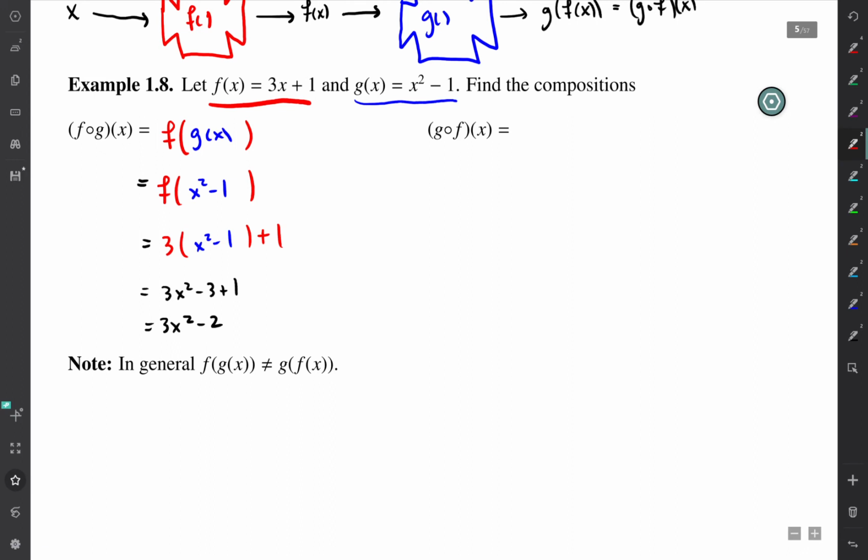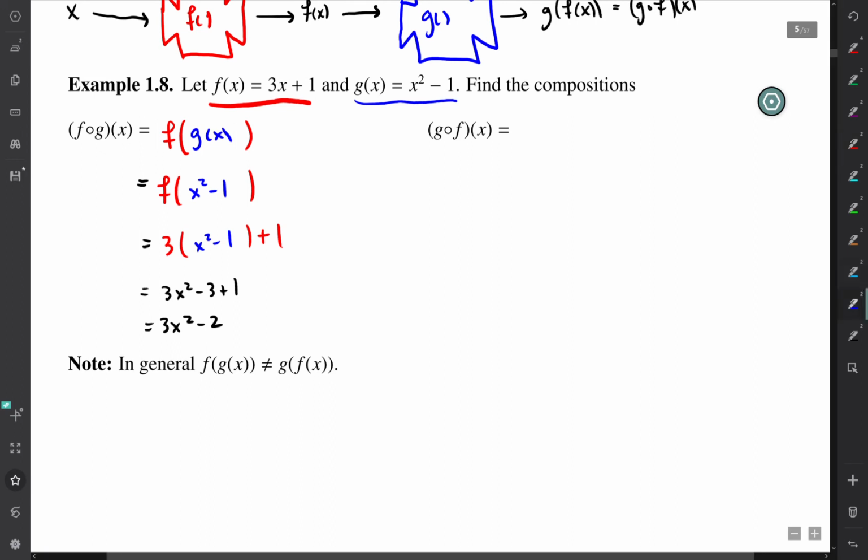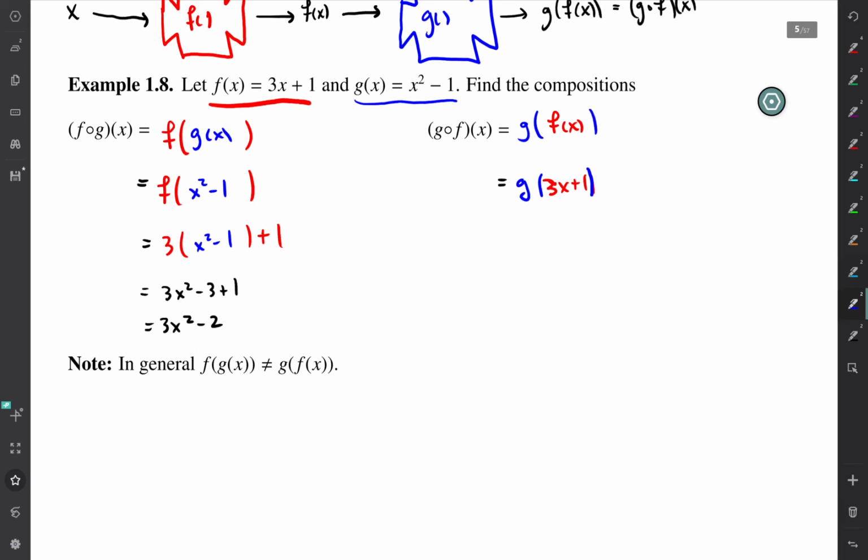Now if I want to find g of f of x, then first I'm going to evaluate f and then stick that output into g. So since f of x is 3x plus 1, I'm going to have g of 3x plus 1, and g is x squared minus 1. So that says you take whatever the input x is, you square it, and you subtract 1.